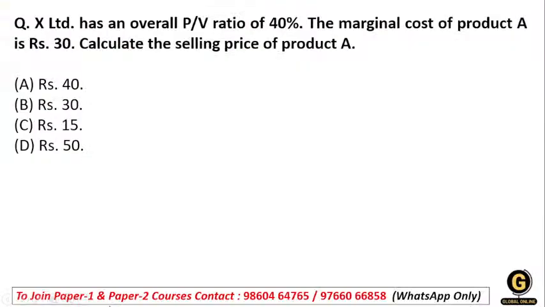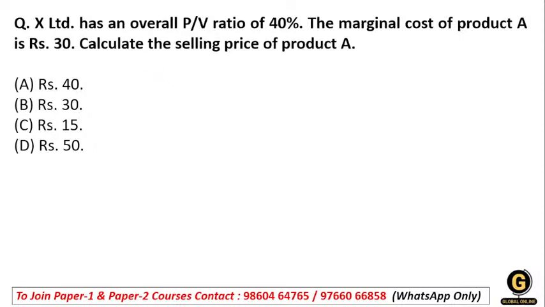So let's start with the next question. Now this is a practical question, a problem question. Here, X Limited company has an overall PV ratio of 40%. So the PV ratio is already given to you. Now what they are asking: the marginal cost of product A is 30 rupees. Calculate the selling price of product A. So how do you calculate it?